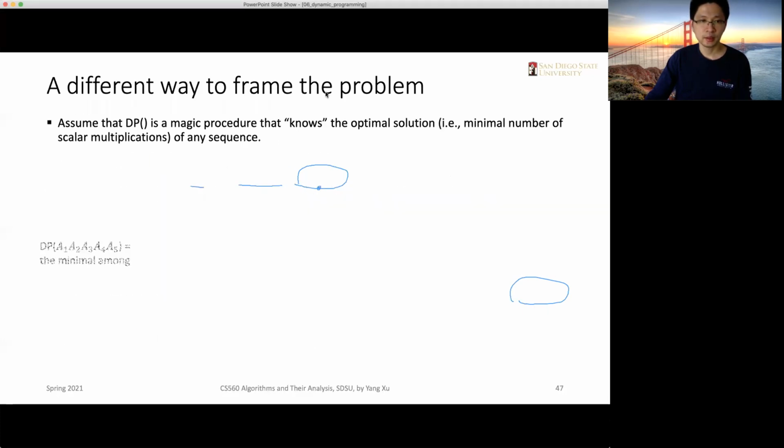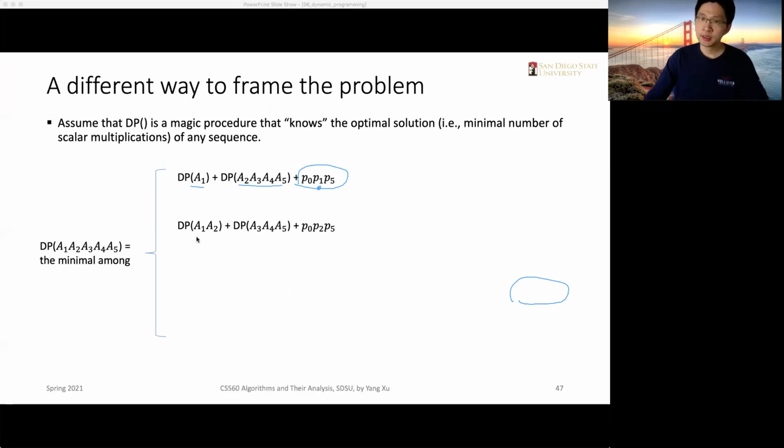So it should be either this case or the second possible way, which is to add the solution for A1 to A2 plus the solution from A3 to A4 and the additional cost. Now the additional cost has a slightly different term, which is P2. It's P1 for the first case, but P2 for the second case, because now the dimension P2 is where we split the problem.